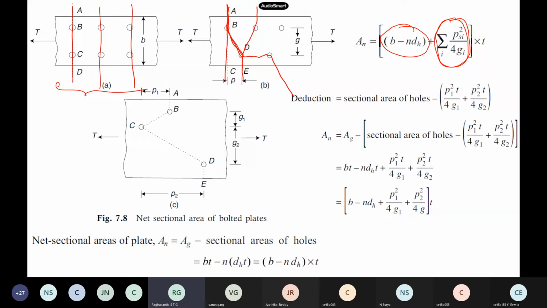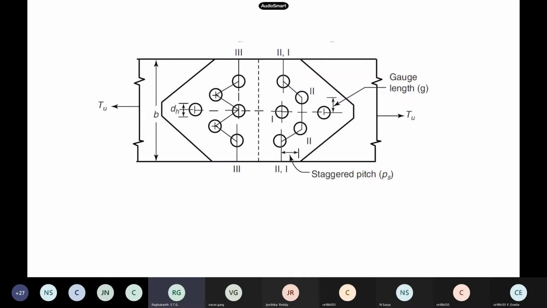All kinds of failure paths you have to verify, and then you have to decide which is the governing failure path. For example, here it can fail like this. This is one failure pattern at the hole, or it can fail like this, or like this also, or it can fail in a zigzag pattern. All these failure paths have to be checked, and you have to use the lowest one in that formula. That gives you the design strength of your connection.